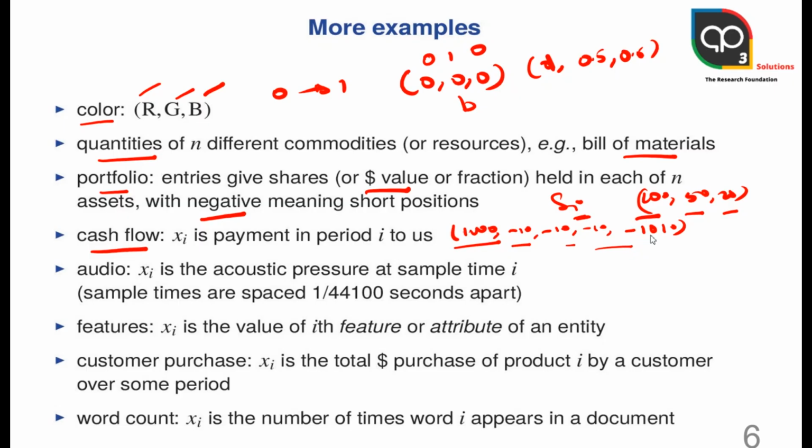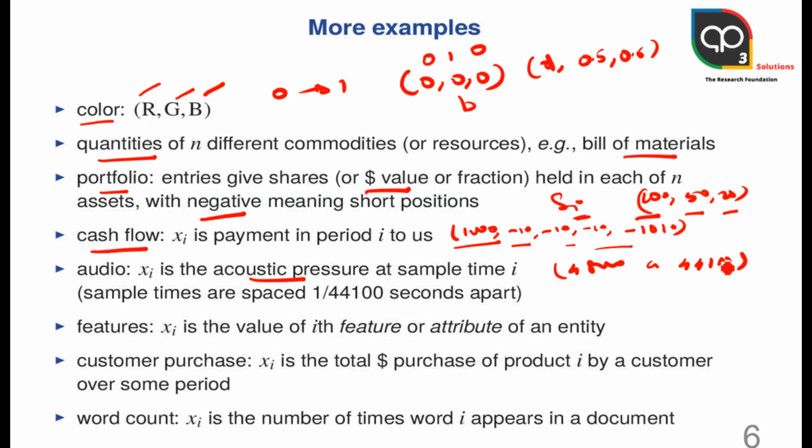When we take audio, a sound signal can be represented as a vector whose entries give the value of acoustic pressure at equally spaced times, typically 48,000 or 44,100 per second.